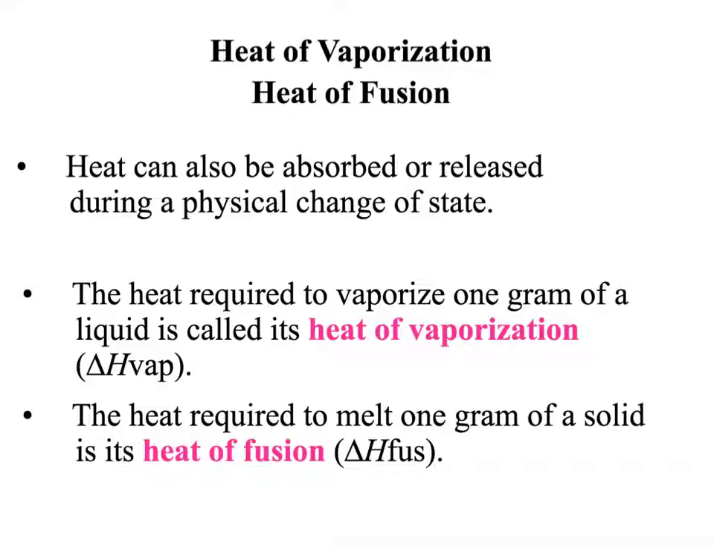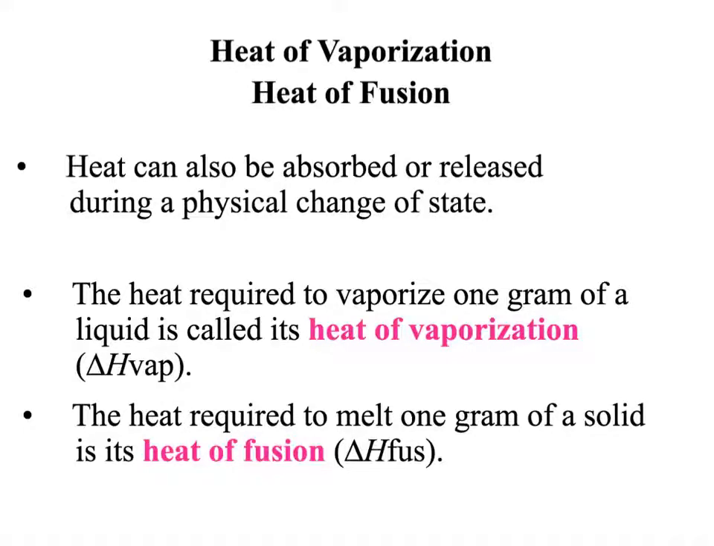All right, but what if our temperature change does include a phase change? Then we have to use either the heat of vaporization or the heat of fusion. Sometimes we have to use both because we might be going from a solid all the way to a gas, and we would have to use both. We would be using vaporization if we were at the condensation-vaporization point, and the heat required to vaporize 1 gram of liquid is its heat of vaporization.